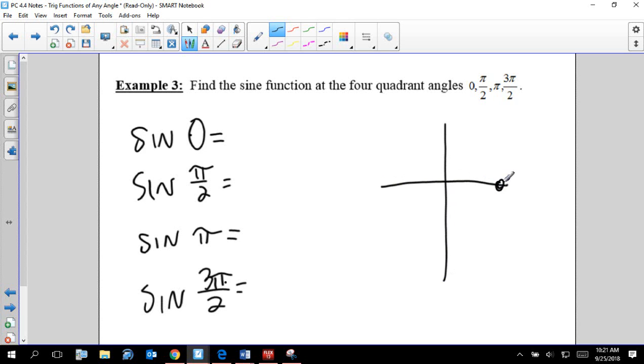So 0 is right here, pi over 2, pi, 3 pi over 2. All of those are on the axis. In order to find sine, you either need to know the angle or you need to know the ordered pair. When they're on the axes, I don't have a reference angle. So instead, I need to just use the ordered pair.